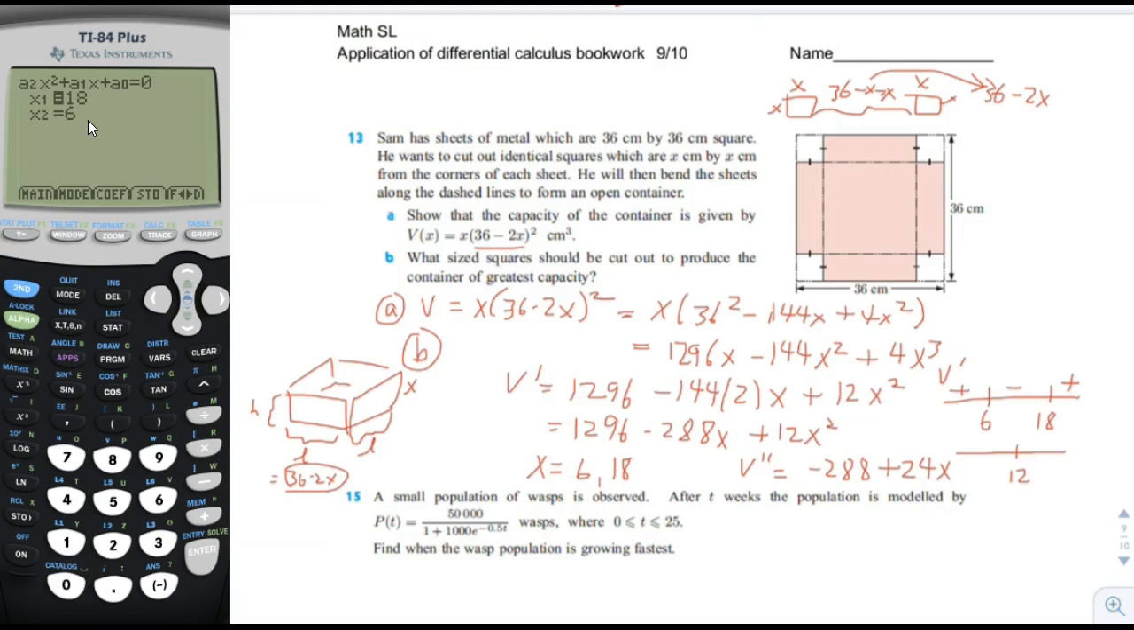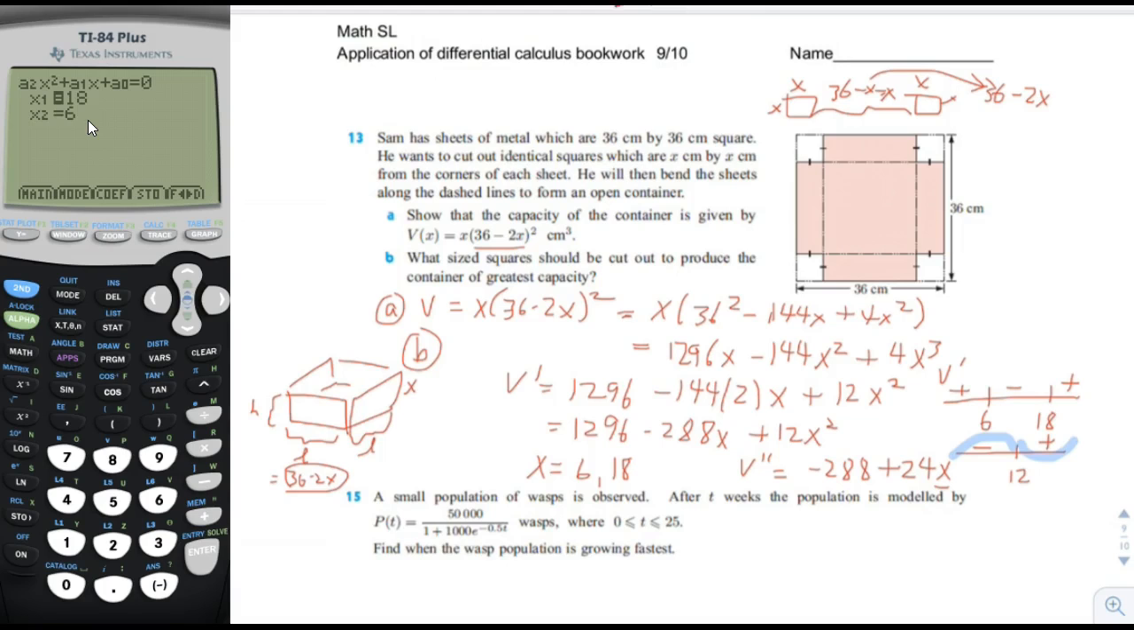And a big positive number would make this positive, and a big negative number would make it negative. So let's see. Now we're looking for, this would be concave up, and this would be concave down. So that means 6 is going to be a maximum, and then 18 is going to be a minimum. So, oh, look at that.